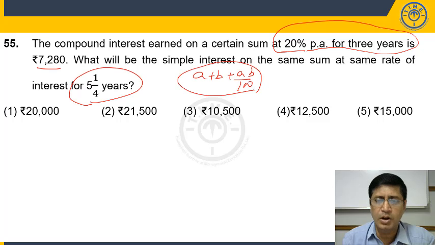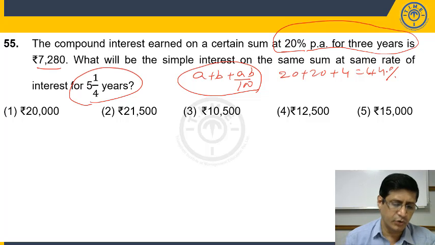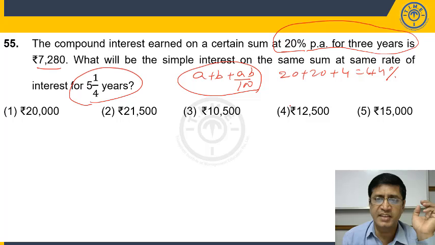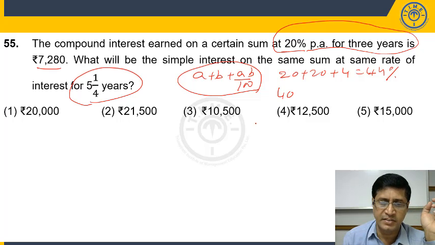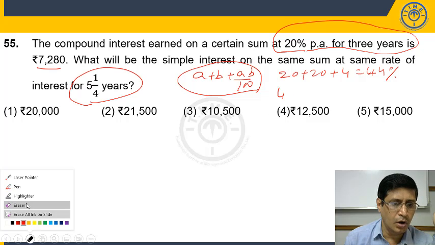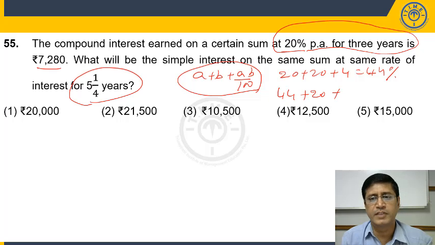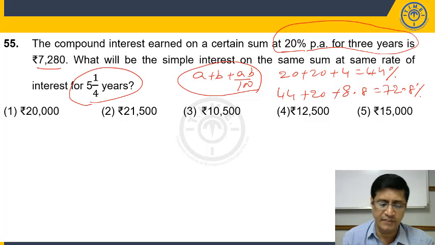If we use this formula, the 2 years effective rate of interest means 20 plus 20 plus 20 into 20 by 100, that is 44. 44 is the effective rate of interest for 2 years. But here 3 years is given. So one more time I am considering: 44 plus 20 plus the product of these two, 880 by 100, means 8.8. Then by adding these, you will get 72.8%. This is the effective rate of interest.